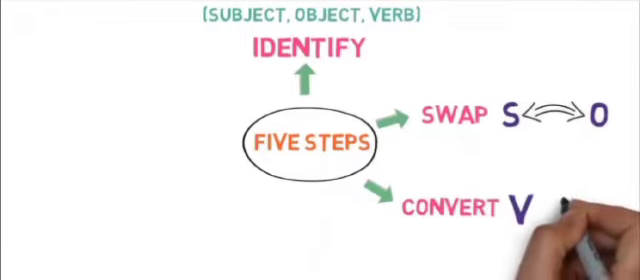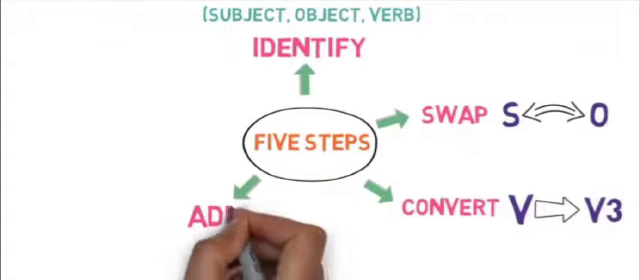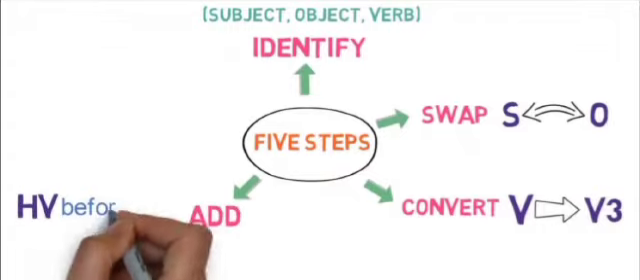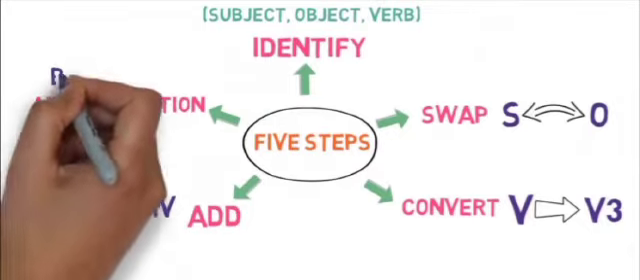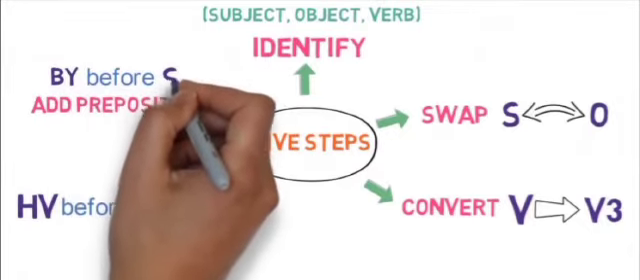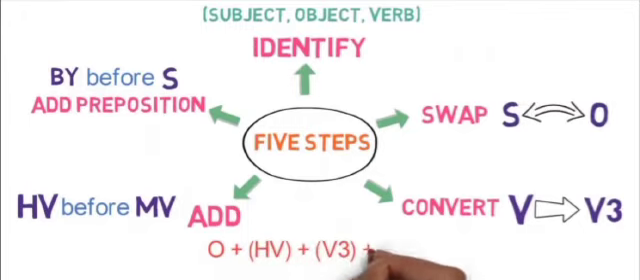Third, convert the main verb to the third form of the verb. Fourth, add a proper helping verb before the main verb. Fifth, add preposition by before the subject. So, at the end, the structure of the passive voice sentence is object plus helping verb plus third form of the verb plus by followed by the subject. These are the 5 simple steps which we need to follow.